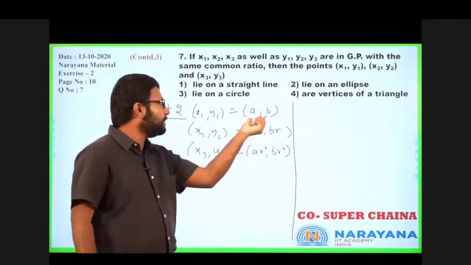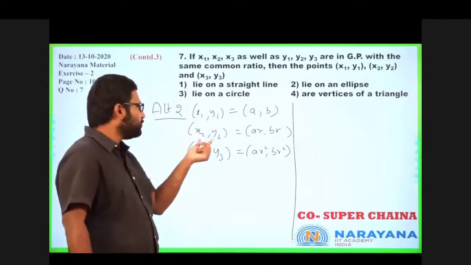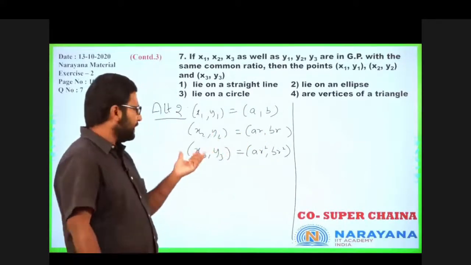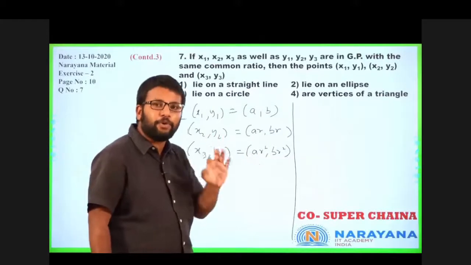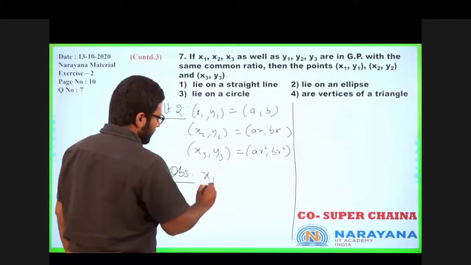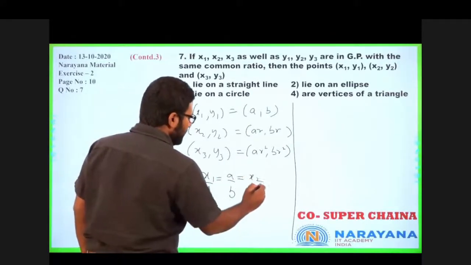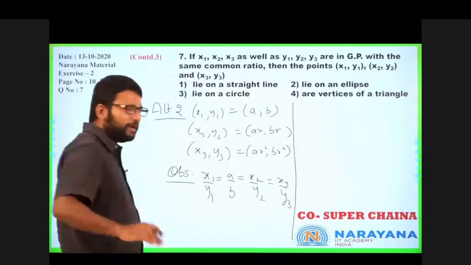x1 upon y1 gives you what? A by b. x2 upon y2, what is the ratio? R gets cancelled, you will again get a by b. x3 upon y3, r square will get cancelled, again a by b. So this is purely by observation. Observe: x1 by y1 equal to a by b, which is also x2 by y2 and x3 by y3, purely by observation.